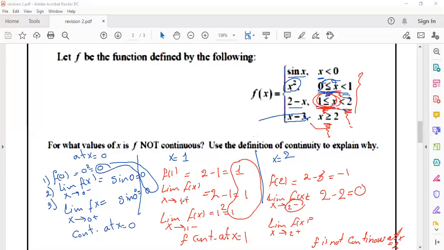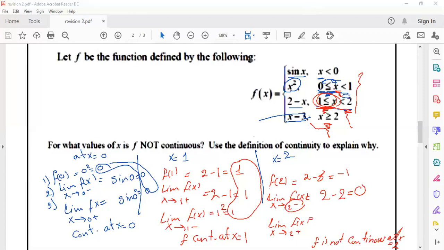When I say limit f of x when x approaches 1 from the right, I have to search for x more than 1. Here is less than 1, here is more than 1, so I have to replace in the third rule. That is the way you have to think when you substitute. I hope it's clear and easy for you.